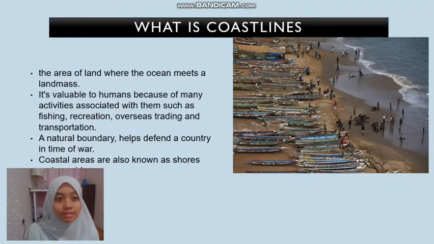Let's continue finding examples of coastline. What is coastline? Coastline is a land area where the ocean meets the land. It is valuable for humans because many activities are related to it, such as fishing, recreation, trading and also transportation. It is also a natural boundary that helps defend countries from war. Coastline is also called shore.